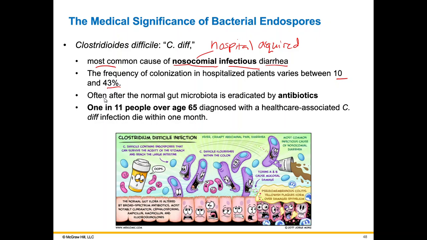Why does this happen? It typically happens because we have normal bacteria in our gut that is eradicated when we treat with antibiotics. If we wipe out our gut flora, then it's more likely that some really nasty bacteria can persist and cause infections such as C. diff. One in 11 people over age 65 are diagnosed with healthcare associated C. diff infections, and they die within 1 month. Pretty intense. Very important. I bet if y'all have worked in clinical settings, you've probably heard of it before.